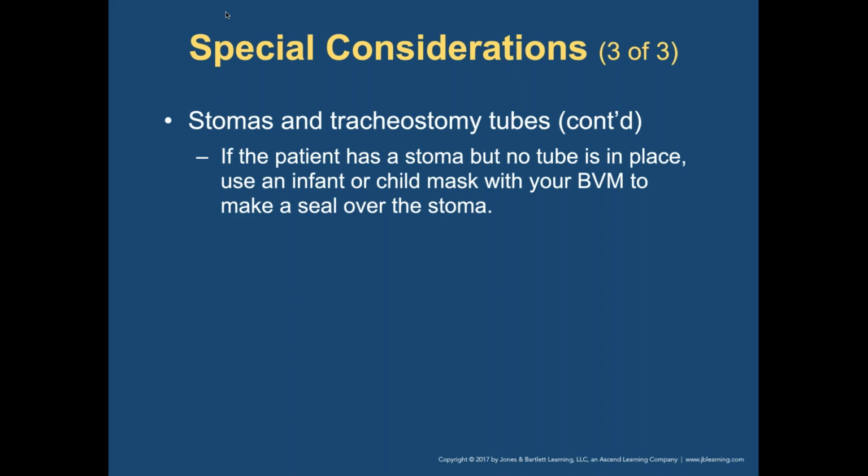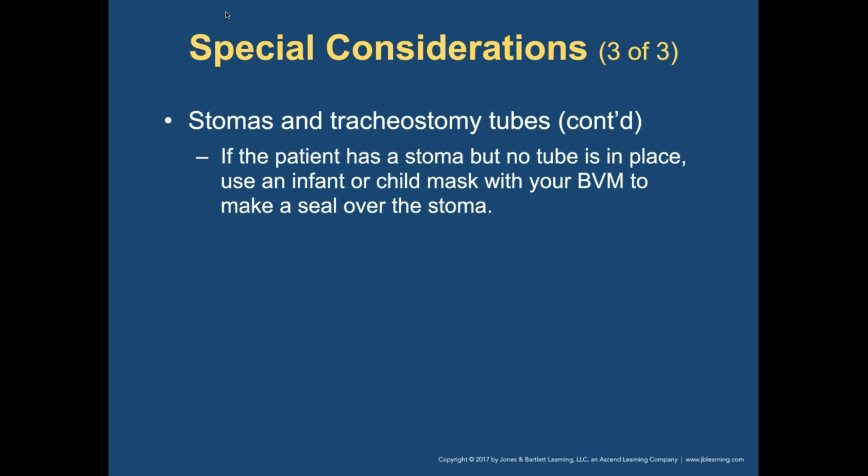If you do have to bag a patient with a stoma, use 100% oxygen. Just go ahead and hook it up to them and give it to them. If the patient has a stoma but no tube is in place, like what you saw in that last picture, you can use an infant mask. If you've ever seen an infant mask for a BVM, they're just perfectly round. They look like a donut.